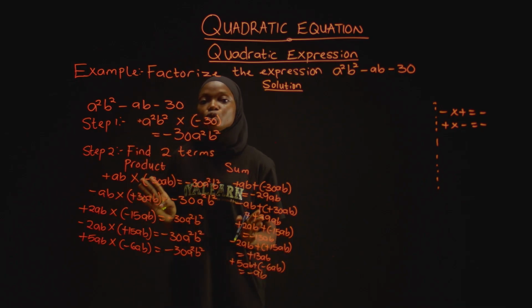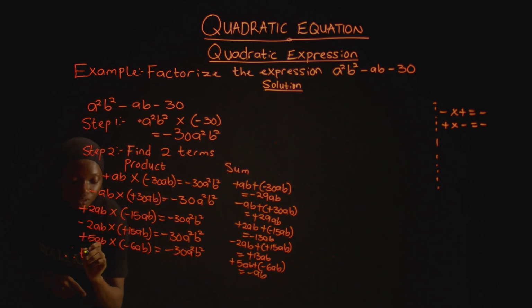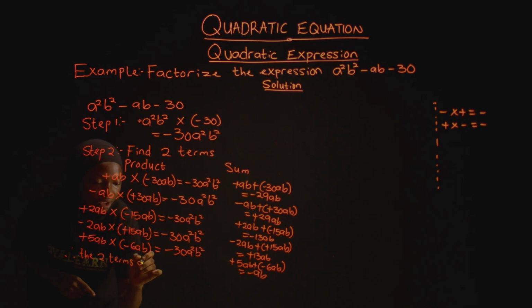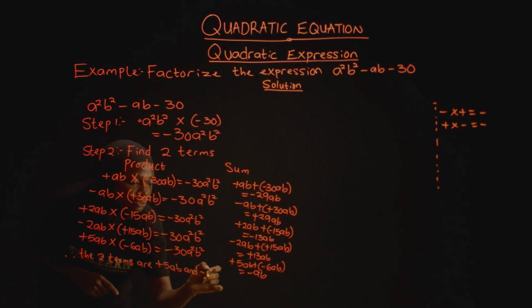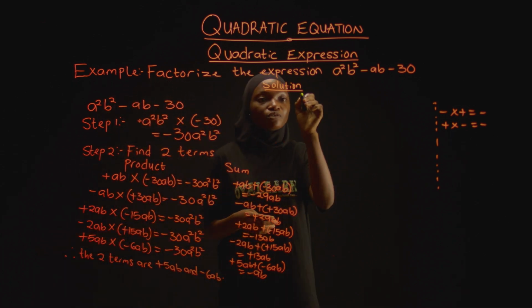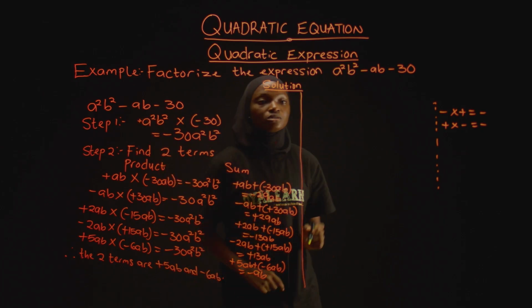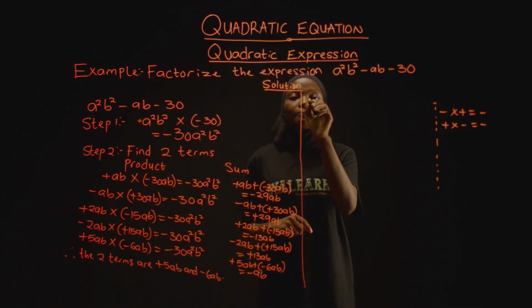So that means the two terms we need to find in this step 2 are plus 5ab and minus 6ab. Now move on to the next step, step 3, which is for us to replace the second term with these two terms.